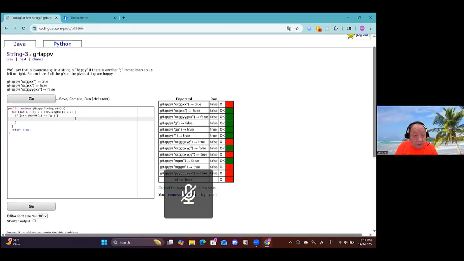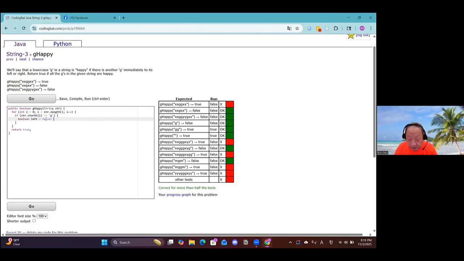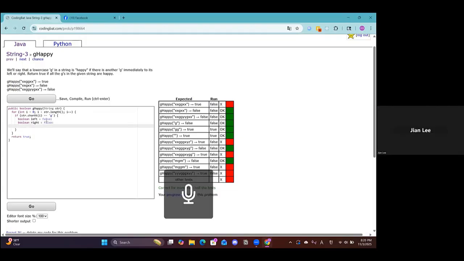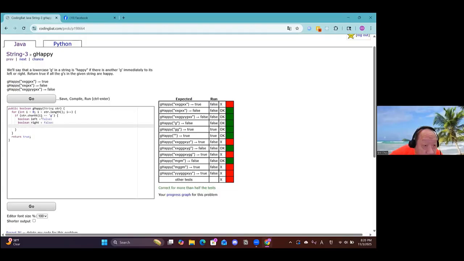So let's assume that, let's have a Boolean variable. Boolean left side happy equals false, because the left side you may not have a letter, so the default is false. Right side also defaults to false. Wait, I think shift is pressed. Yeah, it's the equal sign.